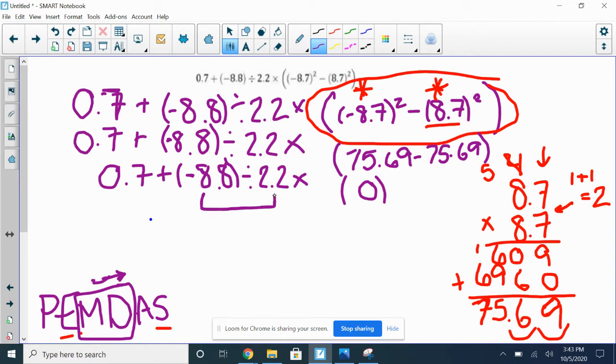We're going to do this first because I have addition, I have division, and I have multiplication. So I know multiplication and division come before addition. So I have 8.8 divided by 2.2, and I'm going to go ahead and erase my work for that square root.